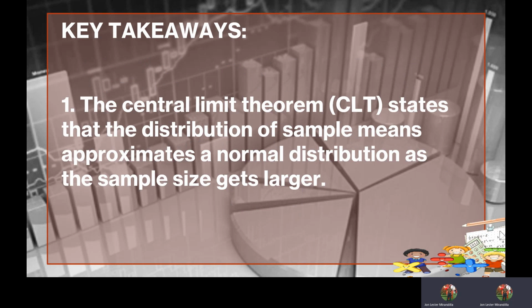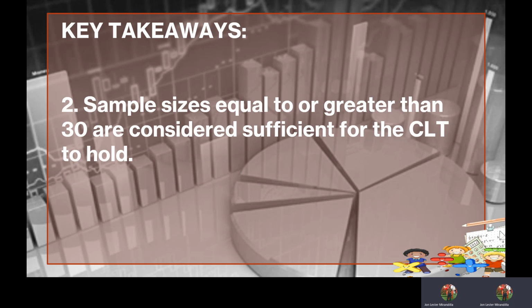So, dito sa ating central limit theorem, CLT states that the distribution of sample means approximates a normal distribution as the sample gets larger. So, sabi dito, gumagamit tayo ng CLT kapag hindi normally distributed yung ating mga data. So, we need to use the CLT if hindi normally distributed. Yun lang yung minimum dito. Then, sabi pa dito sa ating key takeaways, sample sizes equal to or greater than 30 are considered sufficient for the CLT.